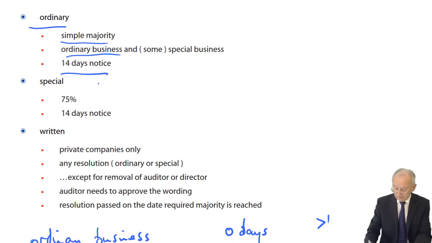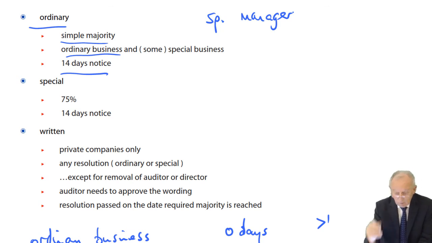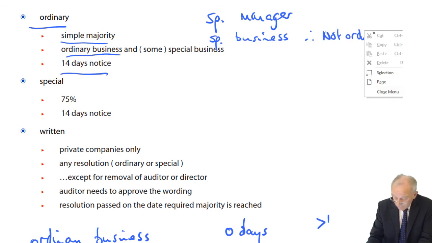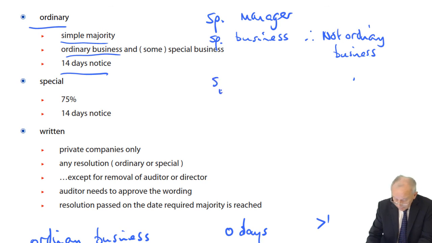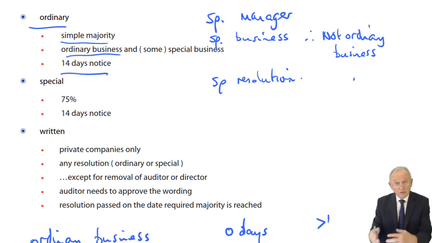You may want to think again about this, because I mentioned very briefly special manager, and I promised you that we'll look in greater detail at special managers when we look at liquidation. But now what we also have is special business, and that is therefore any business, but not, by definition, ordinary business. So we have special business. Then we've got special resolutions, which by definition must be special business because it's not ordinary business. And special resolutions are required for things like changing names and alteration of the articles. Those are special resolution requirements. Those are resolutions that are required to be passed by a 75% majority with not less than 14 days' notice.